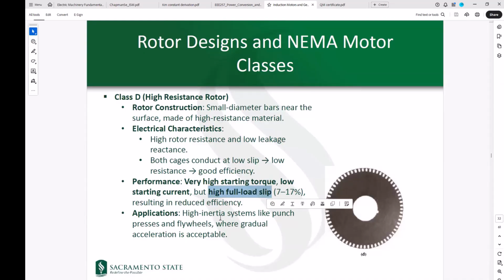So we said that under full load conditions, we don't want the slip to be very high. We want it to be as close as possible to zero. But this design has approximately 7 to 17% full load slip, which results in reduced efficiency. The applications are very high inertia systems like punch presses and flywheels, where gradual acceleration is acceptable. So this is the design of Class D.